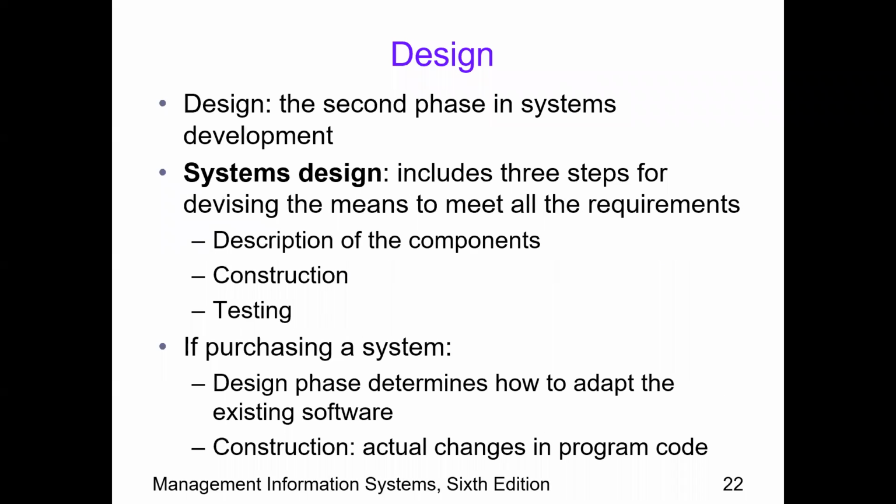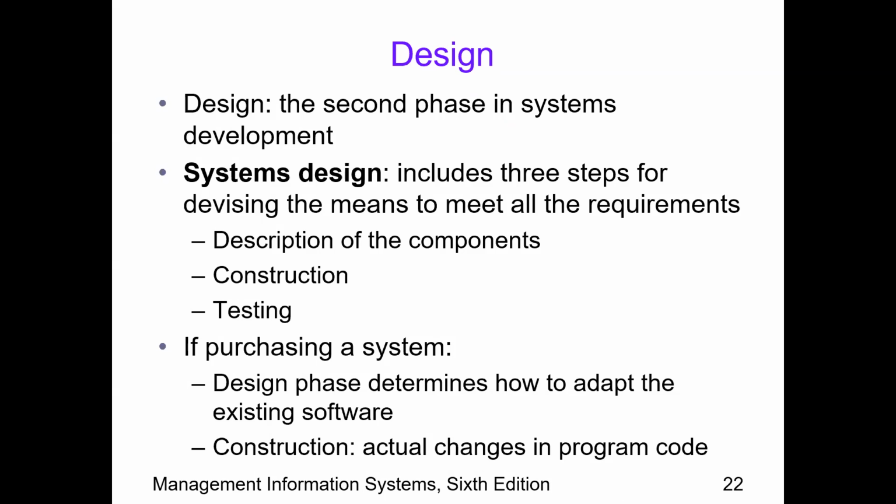So I just explained the analysis to you. The next thing is design. Design is the second phase of development. It includes 3 steps. The first one is the description, the second one is the construction, and the third one is the testing. For a system that you will not build yourself, you usually don't go through all the 3 stages. If you are purchasing a system, the design phase determines how to adopt the existing software. So construction is not needed.